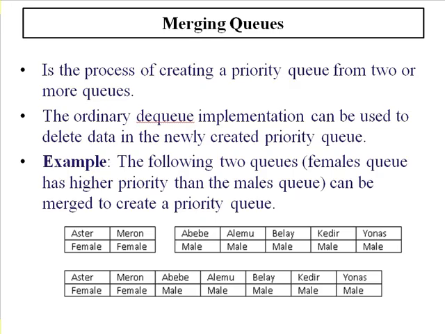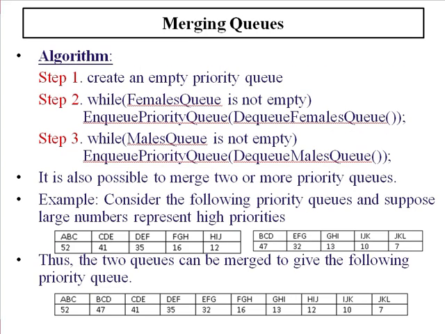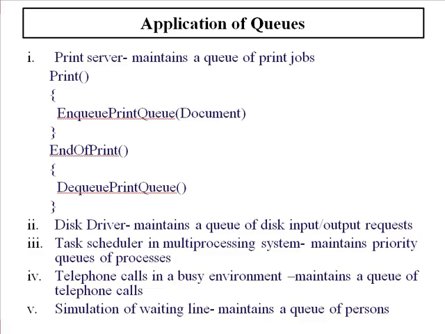So this merging process is simply the removal of an item from the sub queues and creating a single priority queue from the sub queues. So we can have such different variants of queues. Finally, we can look at some application areas where the queue concept can be used.